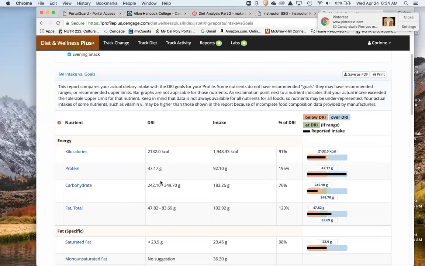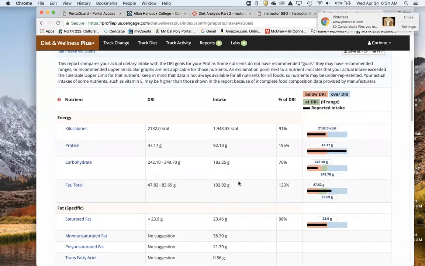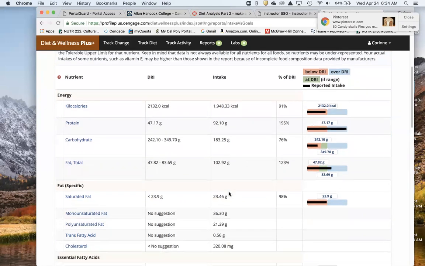I'm still low on my carbs. I'm not within this DRI range, so I need more carbs, less protein. I am exceeding my total fat, probably because I added those nuts. So I might have to take away those nuts that I just added. But then I'm going to have to find something else that's going to give me calories. So maybe I'll add more fruit.